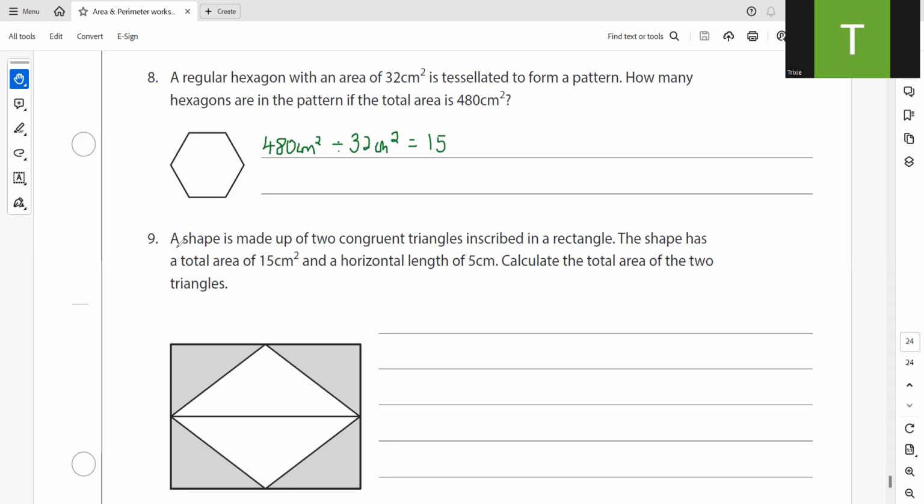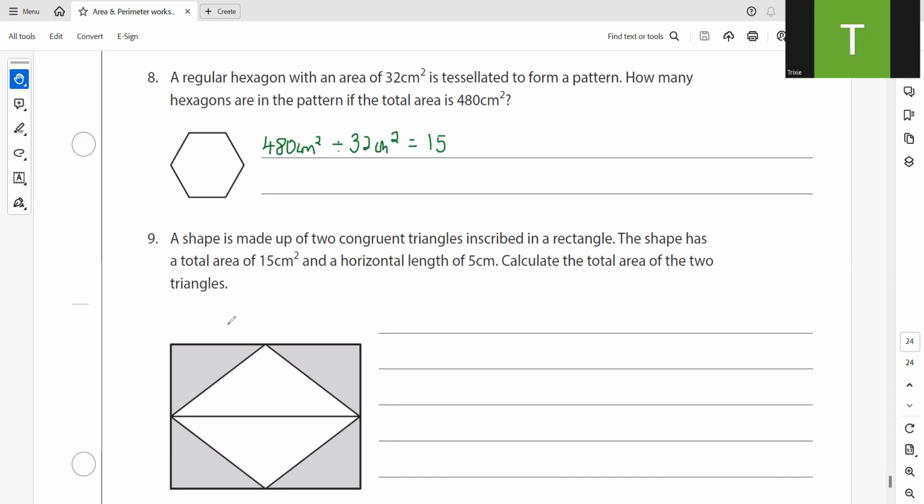Next, question 9. A shape is made out of two congruent triangles inscribed in a rectangle. The shape has a total area of 15 cm square and a horizontal length of 5 cm. Calculate the total area of the two triangles.